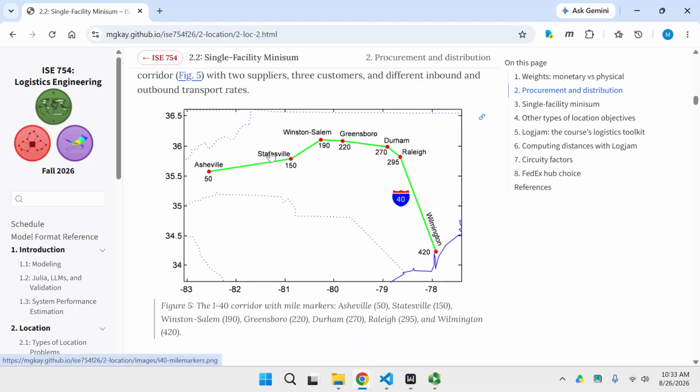So to add more detail to this example, this is I-40. These are the mile markers. So 50 means that Asheville is about 50 miles from the Tennessee border. Raleigh is at mile marker 295, and then I-40 ends at mile marker 420 in Wilmington.